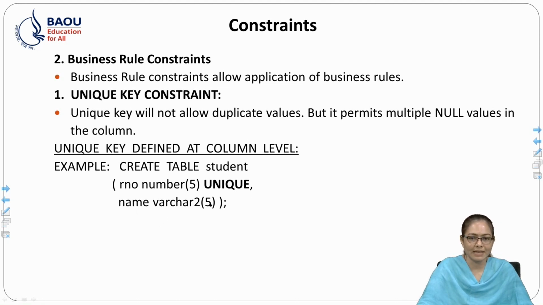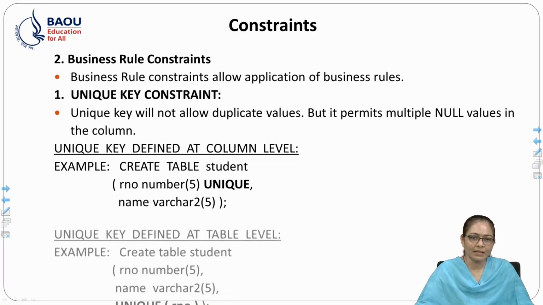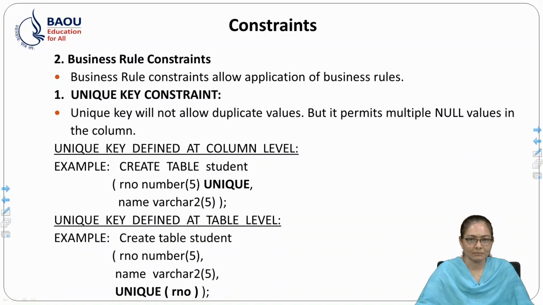varchar2 and size is 5. After that, the bracket is closed and then a semicolon. We just put the keyword unique when the column is defined. Now the unique key defined at the table level. After the table is created, then the unique key is defined.